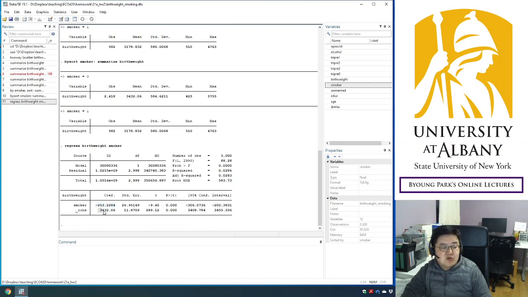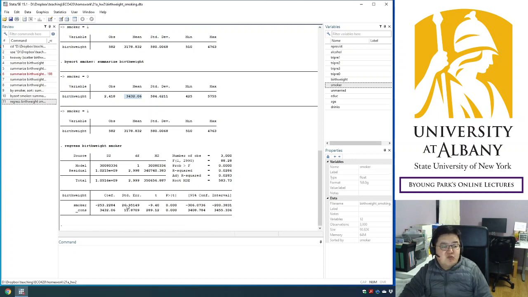And also, what's interesting here is the intercept is this guy. I explained this in the lecture earlier. This intercept is the value of y when x equals 0. So when x equals 0, y is on average this. So they must be the same.